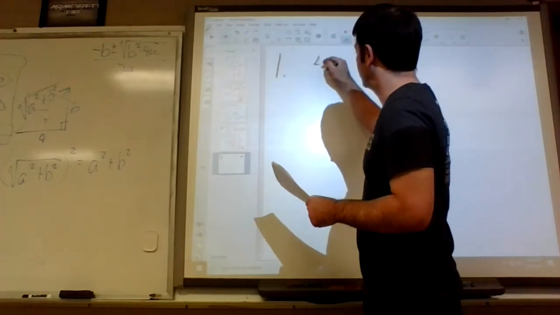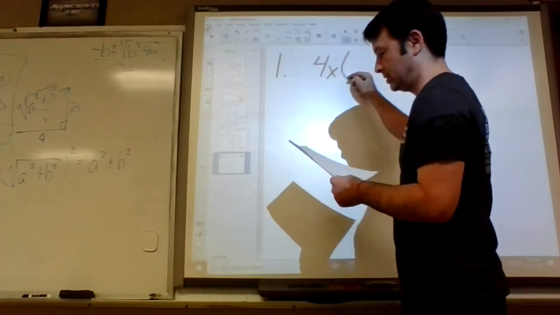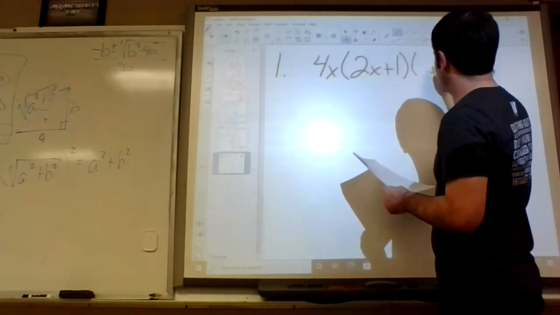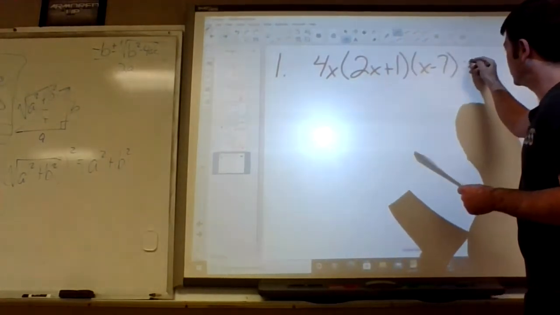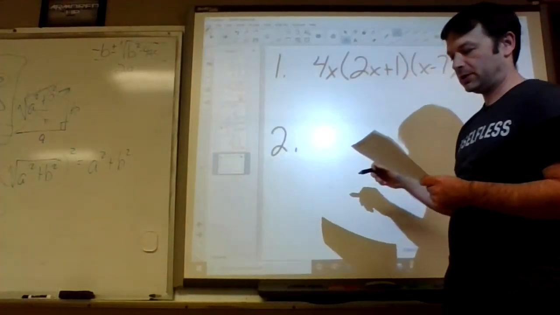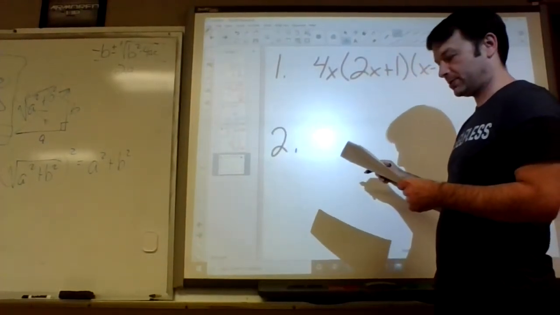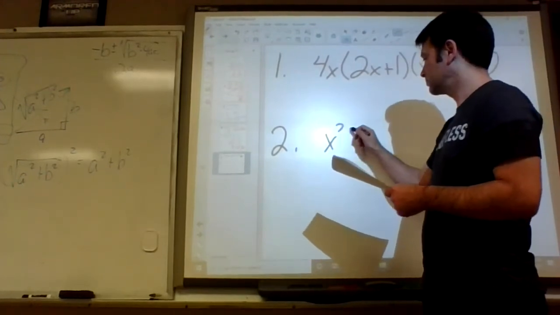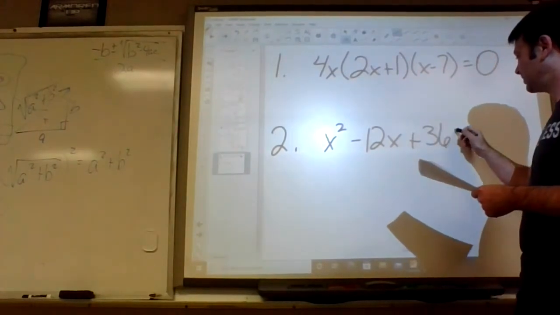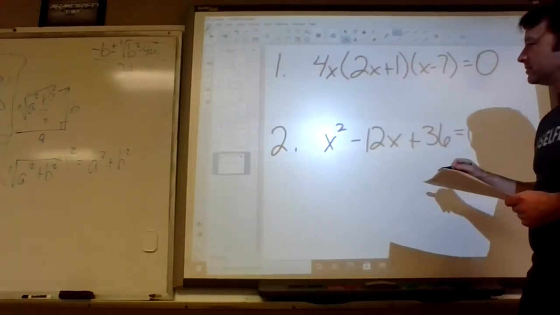Let's do 4x(2x + 1)(x - 7) = 0. Oh, I don't actually remember. Okay, so this only looks hard, it's not actually hard. Well, you're the math teacher. I know. Obviously, if you didn't know how to do it, then you didn't have exactly.